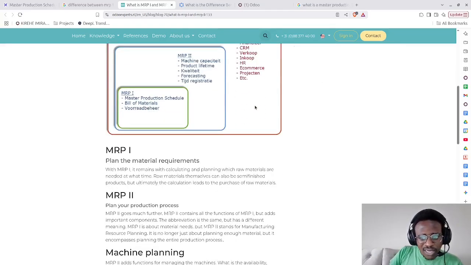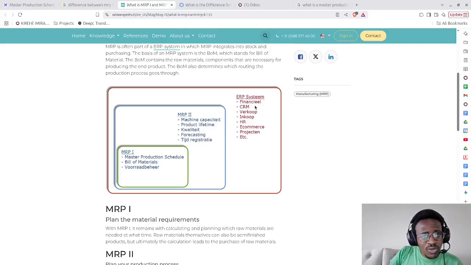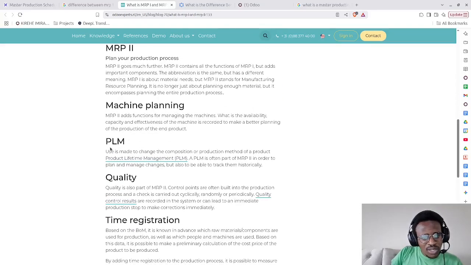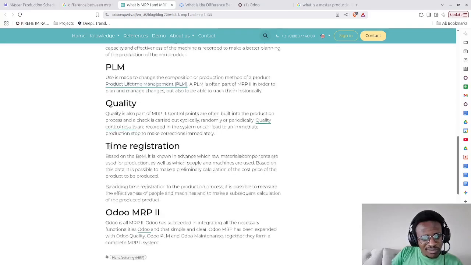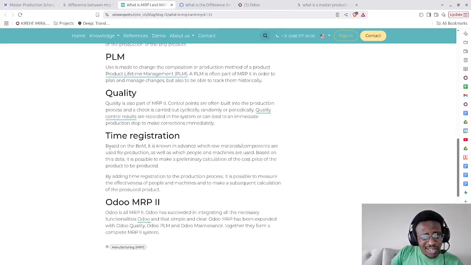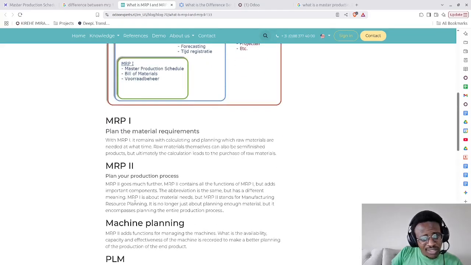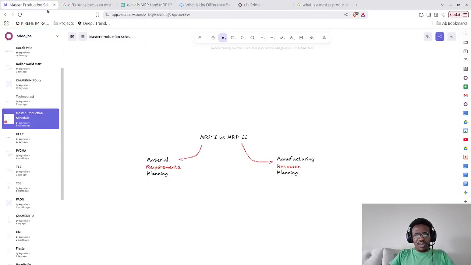And so basically this one has been written by Odoo experts. Let me see if they can explain to me some things. So they're talking about PLM, quality, time registration, and all that. So basically it talks about how MRP is done in Odoo and all that. But let's go to our happy definition.